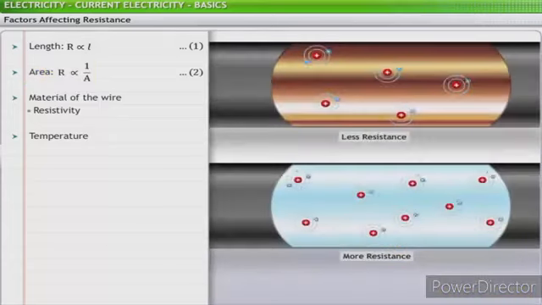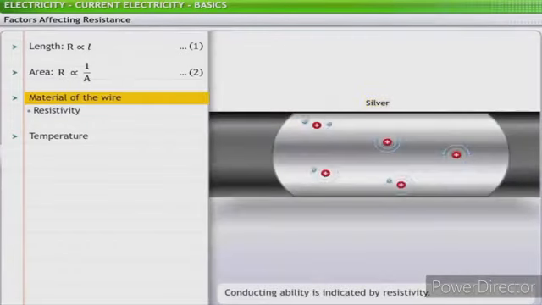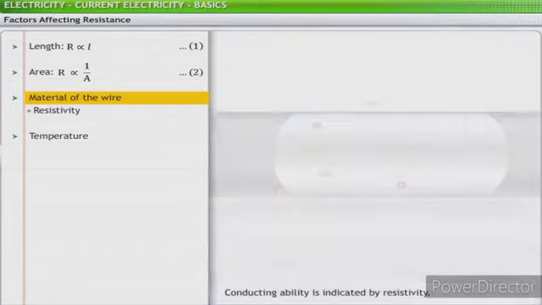The third factor that affects resistance to charge flow is the material that a wire is made of. Some materials are better conductors than others and offer less resistance to the flow of charge. For example, silver is the best conductor. However, silver is never used in wires of household circuits as it is expensive.